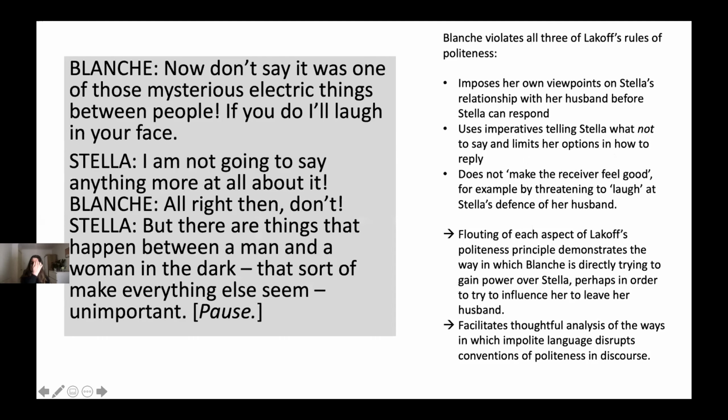But if we use Lakoff's theory, we can see that Blanche violates all 3 of Lakoff's rules for politeness. She imposes her own viewpoints on Stella's relationship with her husband before Stella can respond. She uses imperatives which tell Stella what not to say, and this therefore limits her options in how to reply. And she does not make the receiver feel good. So, for example, she threatens to laugh at Stella's defense of her husband. So using these really simple principles can, again, be useful in analysing drama in this way too.